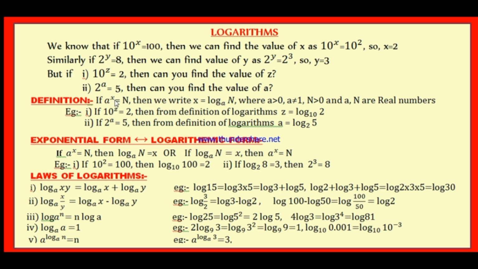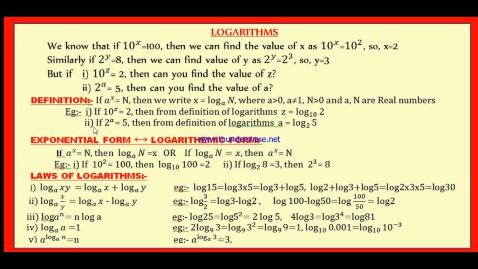If the given equation is in the form of a power x is equal to n, then you can find the value of x as log n to the base a. Therefore, here also the value of z is equal to log 2 to the base 10. Here, if 10 power z is equal to 2, then from the definition of logarithms, you can find the value of z as log 2 to the base 10. As there is a value for log 2, you can find the value of z. There are logarithmic tables, and using the logarithmic tables, you can find the value of z.